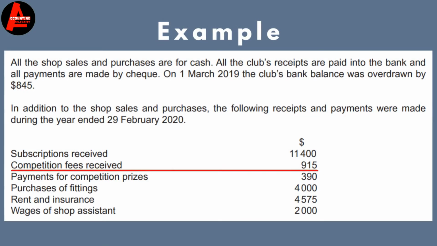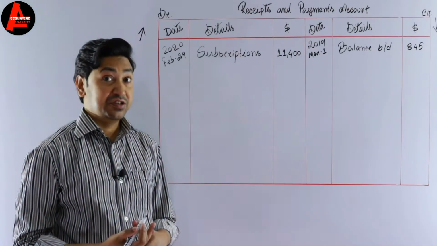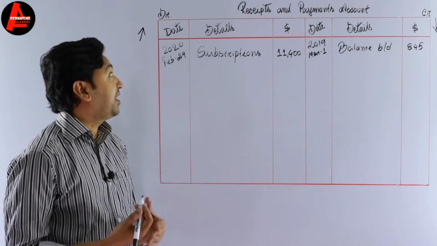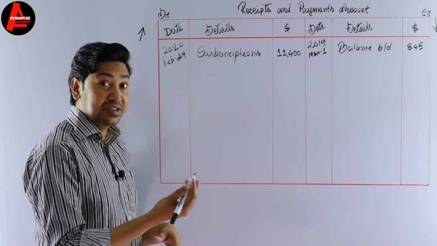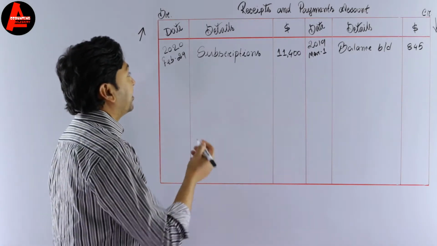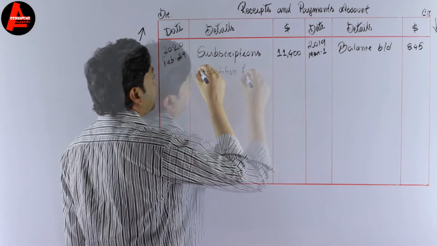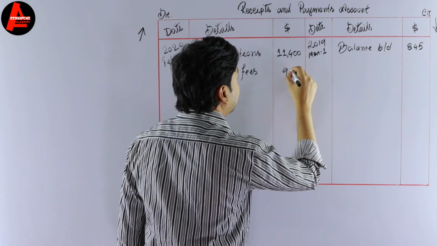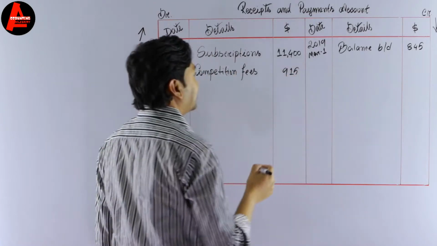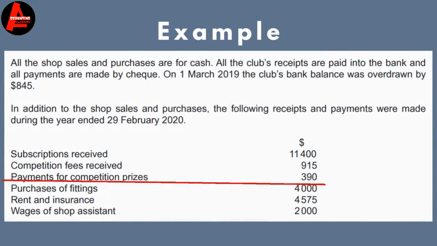Then what is next here? Competition fees received $915. It is a receipt, meaning the balance in the bank will be increased because the club receives money. So let us write here competition fees, $915. Very good. Then what is our next item here?